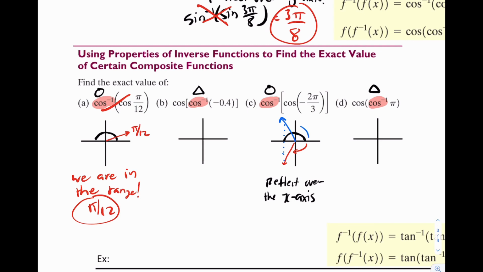So what's our new angle? That's positive 2 pi over 3. So 2 pi over 3 is your new answer. Done.